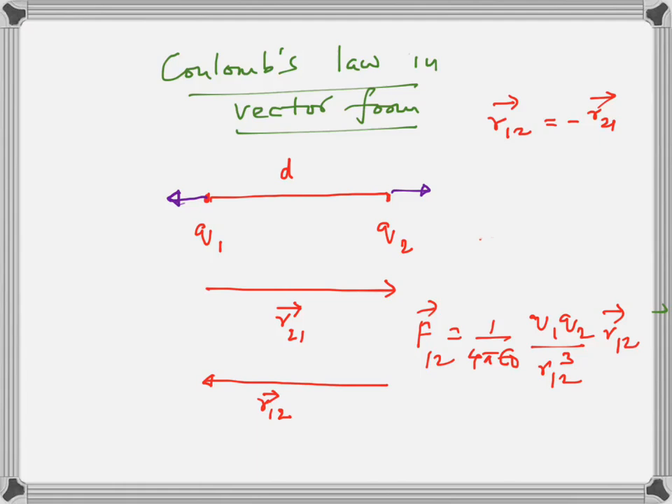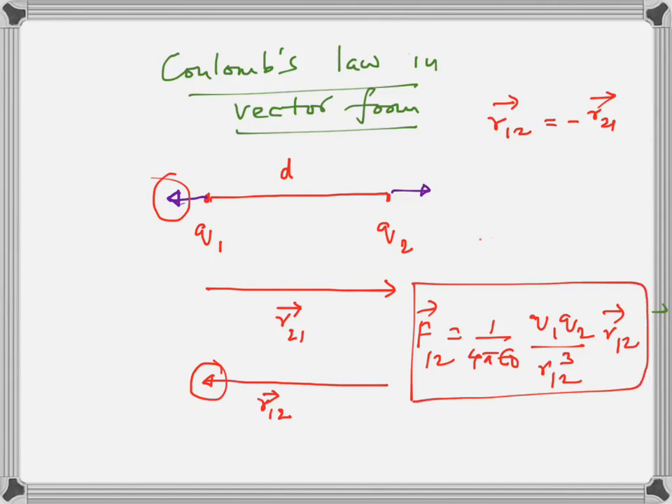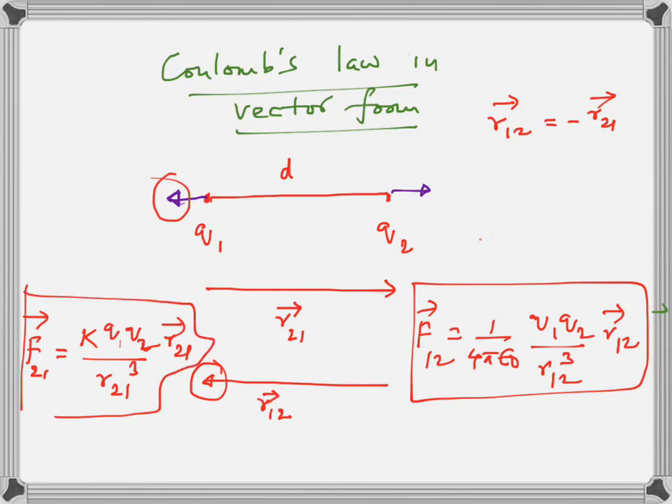You can see the force on charge 1 due to 2 is to the left. In fact, it has the direction of r12. I can see this from the law. Similarly, I can write the force on 2 due to 1 with that constant 1 by 4 pi epsilon naught, which I write as k, q1 q2 by r21 cube into r21. So this gives us Coulomb's law in vector form.